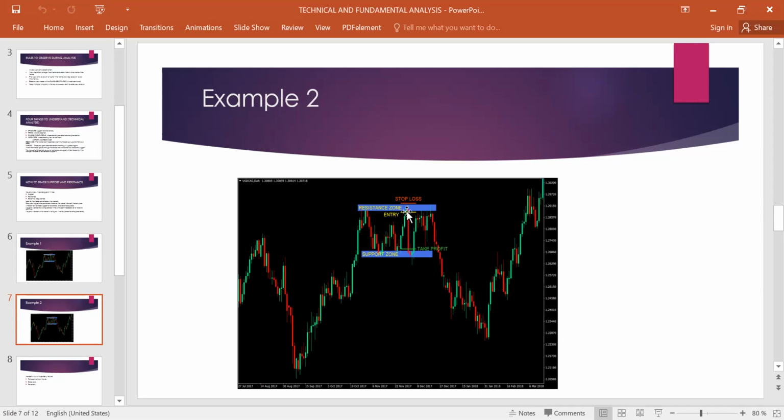Or if I was taking a trade from this resistance zone, I will take a sell and then put my take profit on the support zone. So you can also trade on these support and resistance zones. Or maybe if you're a professional trader, you can always know when to get into the support and resistance zone. Or maybe you wait for a breakout.